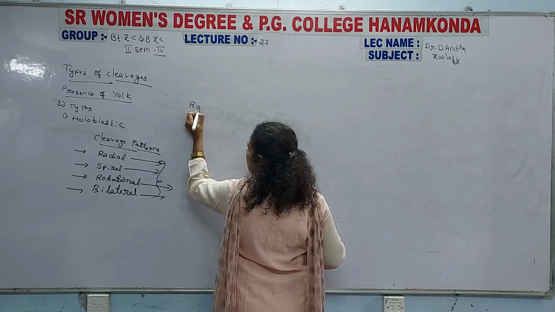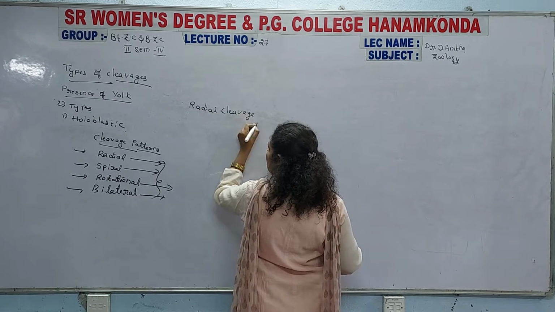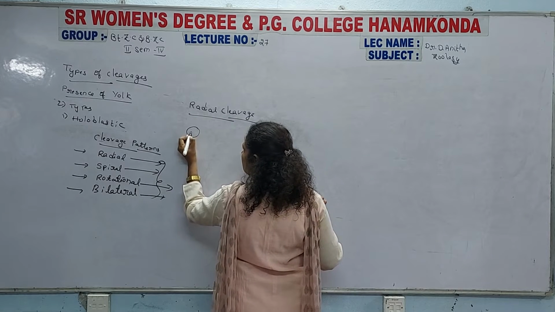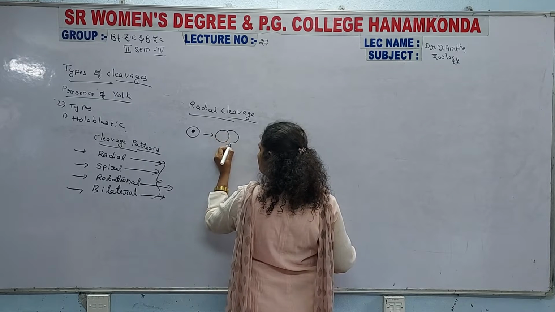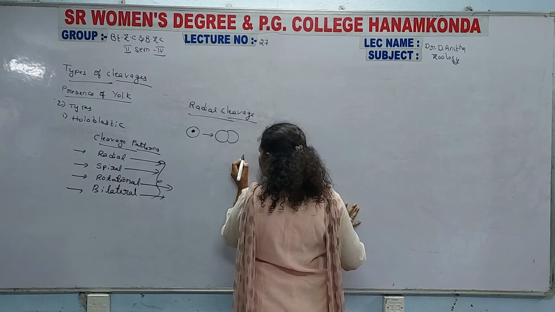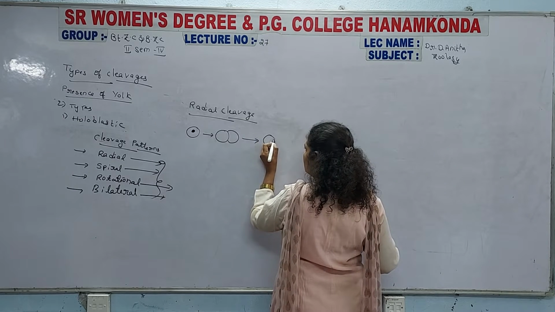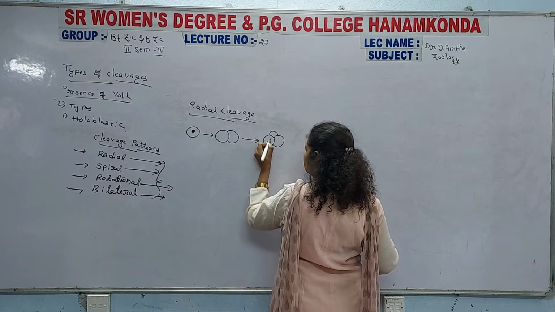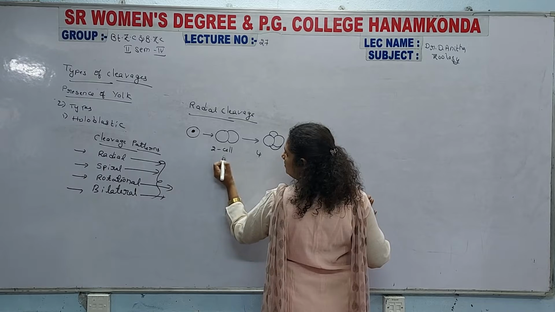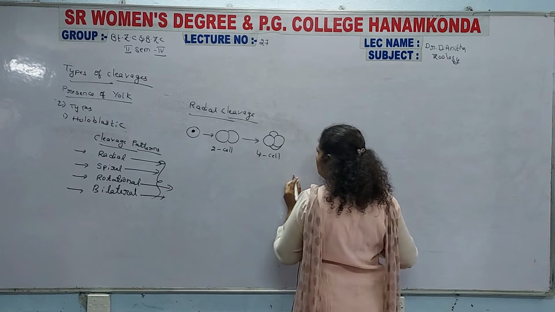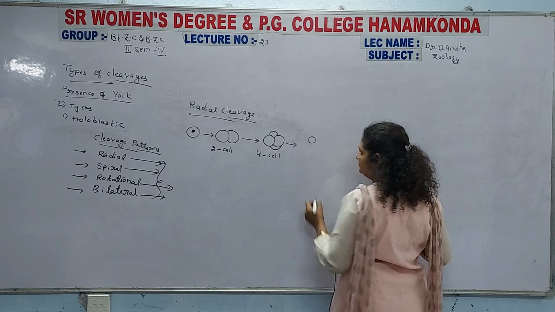So first of all, we are going to discuss the radial cleavage. In radial cleavage, first there is a zygote. It undergoes divisions: a vertical division to form the 2-cell stage, and again a vertical division forms the 4-cell stage. 2 cell, 4 cell, and the third division occurred horizontally.